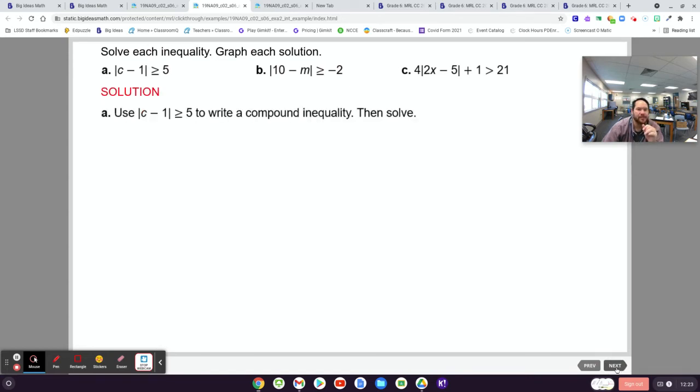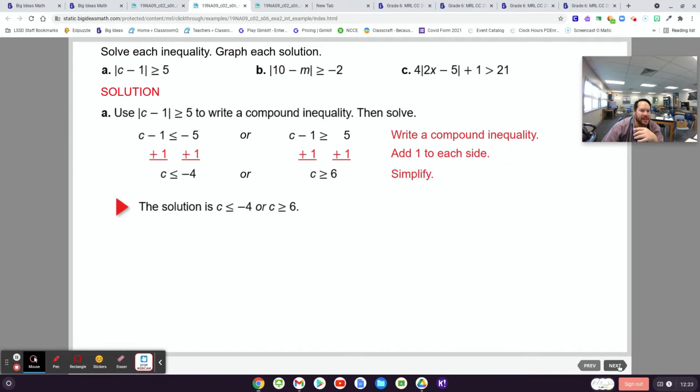Let's walk through A. Okay, so you're going to set up two different inequalities. One, when you have a negative 5, you switch the sign around here. And then the other one is just solving this, dropping the absolute value, is greater than or equal to 5. So when you solve, you add 1 to each side, and you end up getting this or this.